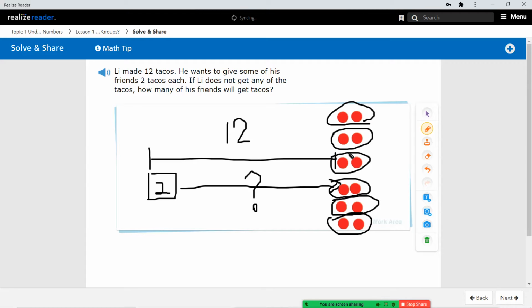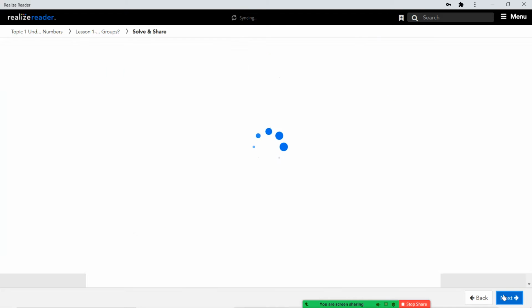So what would happen here, now that I've broken it up, I've skip counted by 2s until I got to 12, I know that since there's 2 inside of each one of these groups, I can see how many groups I have. So 1, 2, 3, 4, 5, 6. So what I'm going to do is I'm going to do 12 split into groups of 2 equals 6 people were able to get 2 tacos each. Let's keep going with our lesson.